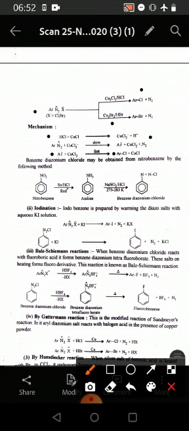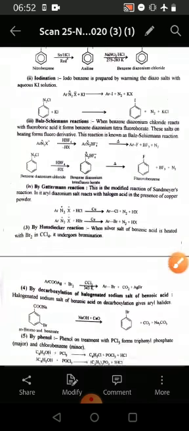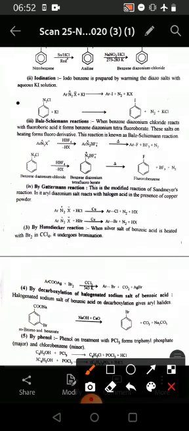Benzene diazonium chloride may be obtained from nitrobenzene by the following methods. Nitrobenzene reacts with tin and HCl and forms aniline. Then aniline reacts with NaNO2 in the presence of HCl at 273 to 283 Kelvin to give benzene diazonium chloride. If we come to iodination, iodobenzene is prepared by warming the diazonium salts with potassium iodide.